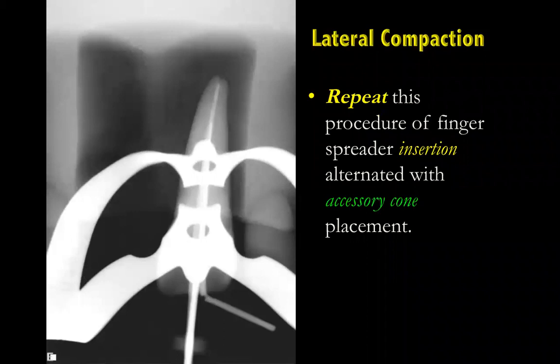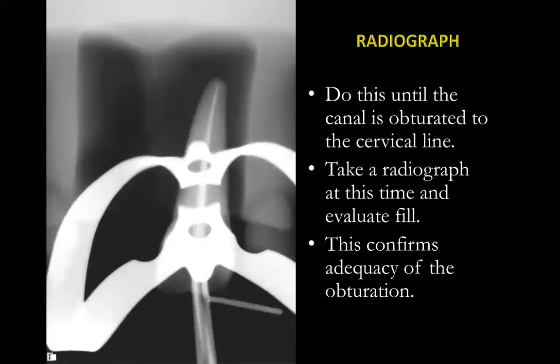Repeat the process again and again until we see that all the space has been filled and there is no more space or area for a new accessory cone to be inserted into the root canal system. You take a radiograph.